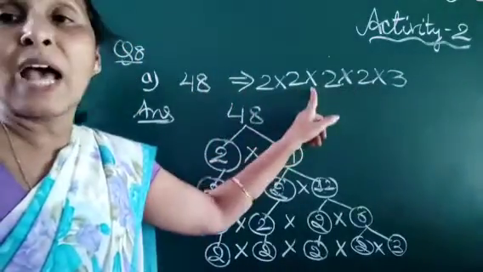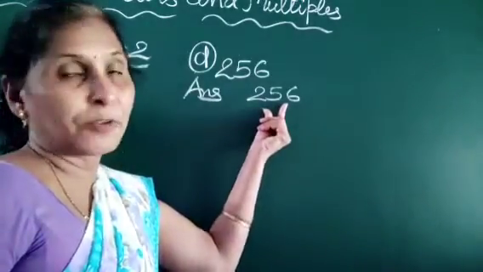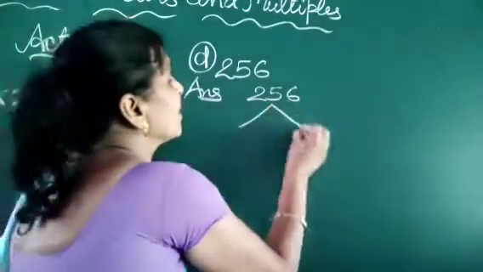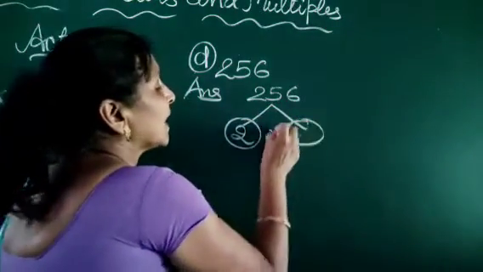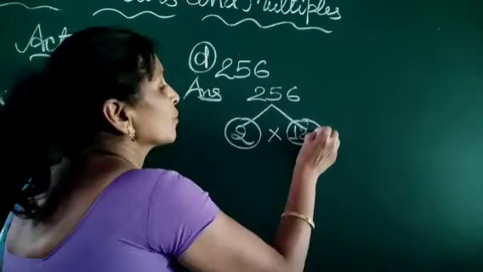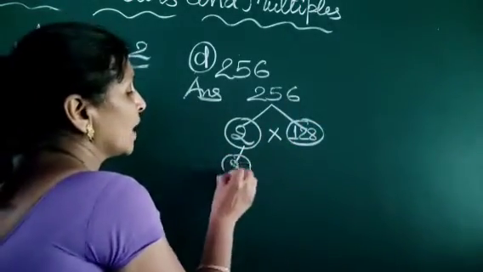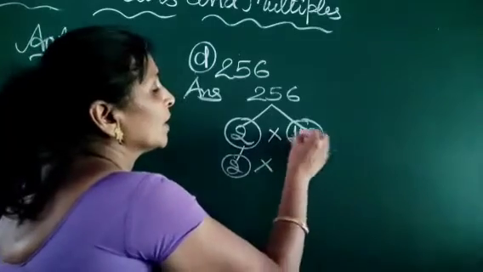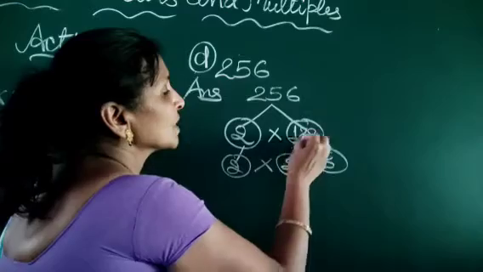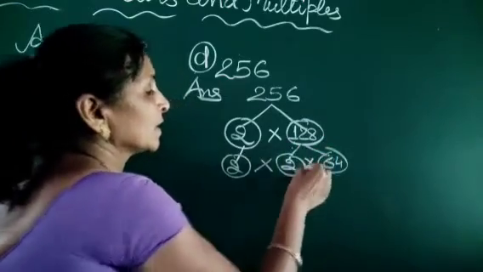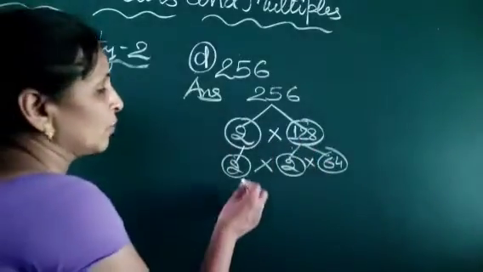This is our answer. Now the next number is 256. The method is same. First 256 is divided by 2. Then it comes, 2 2s are 4, 2 8s are 16, 128. Now 2 we write here. Then again 128 is divided by 2. Then comes 2 6s are 12, 2 4s are 8, 64. When we multiply these two, then we get 128.